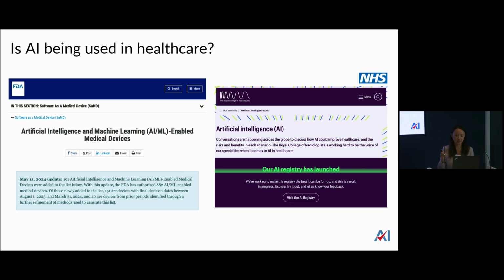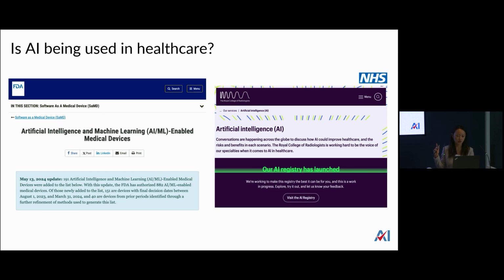So where are we at? FDA has cleared over 800 devices. They update their list regularly. The last time it was updated was about a month or two ago. I think the exact number is 882 medical devices. In Europe and the UK, we don't have good databases for this, but it's probably in the hundreds as well.